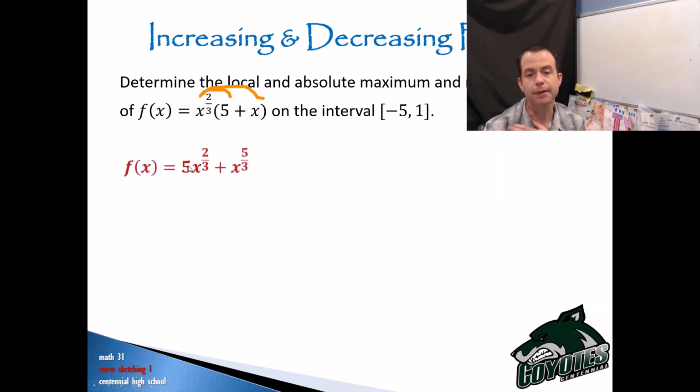Okay, so that's going to be 5x to the 2 over 3 plus x to the 5 over 3, and now I'll take the derivative of that. Okay, so 2 over 3 comes to the front, so that'll be 10 over 3, x to the -1 over 3. 5 over 3 comes to the front, and that'll be x to the 2 over 3.